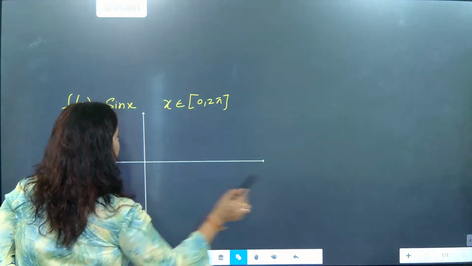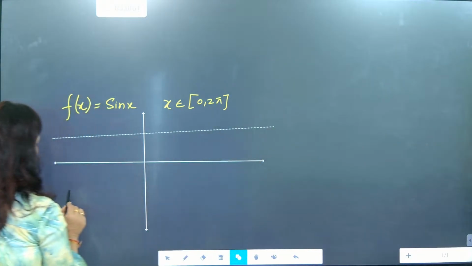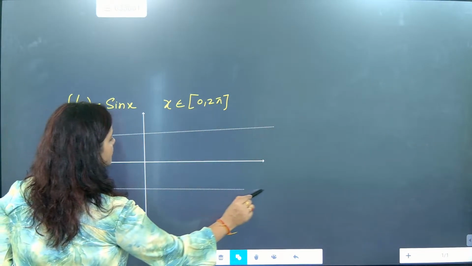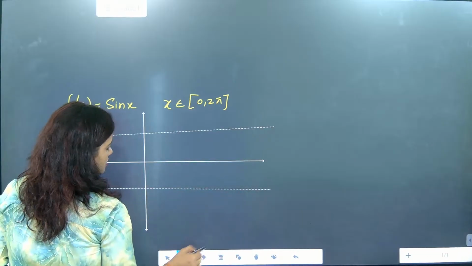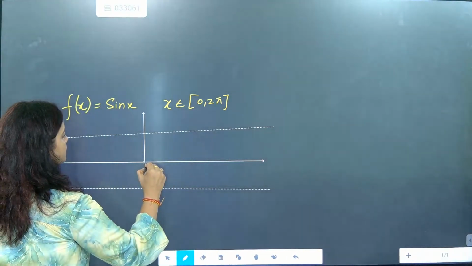So first build up your basics, first understand what the differences are, then it will be easy for you to attempt any level. Now look here, beta.